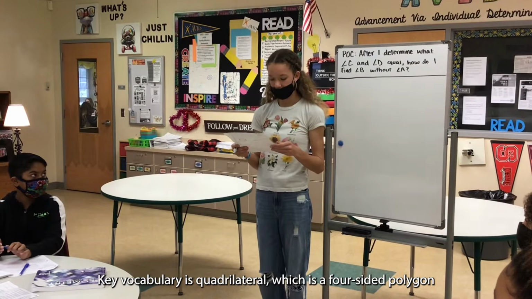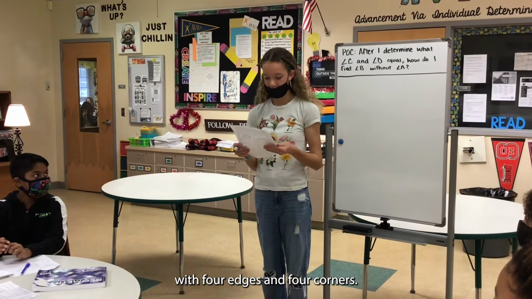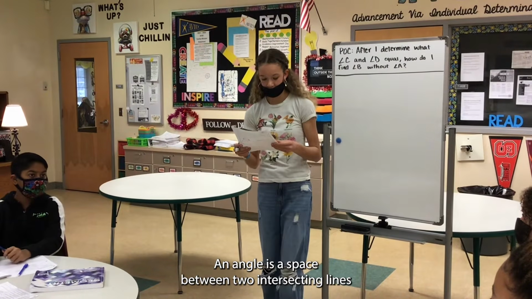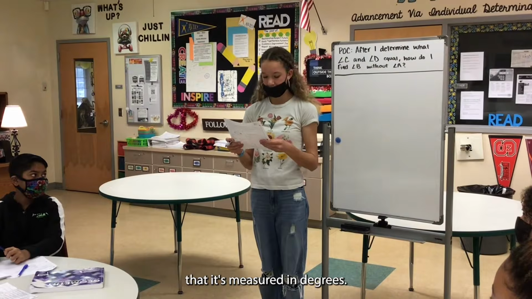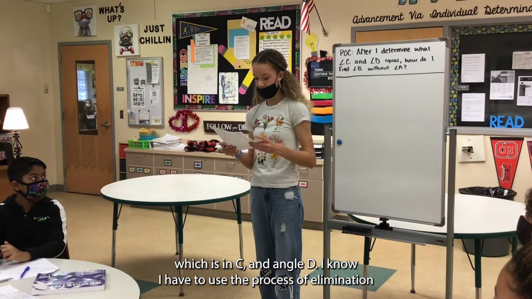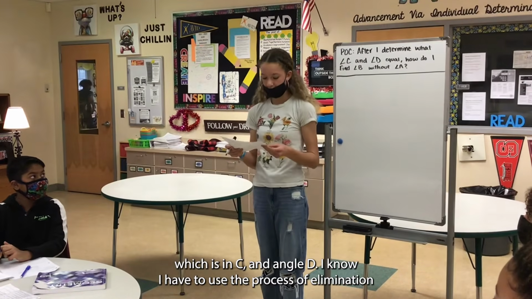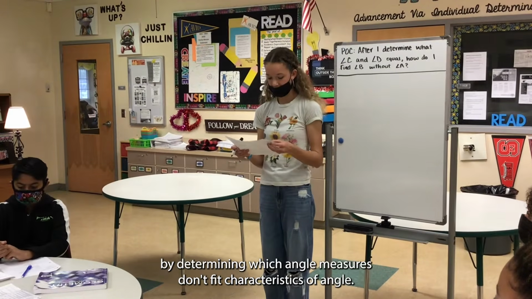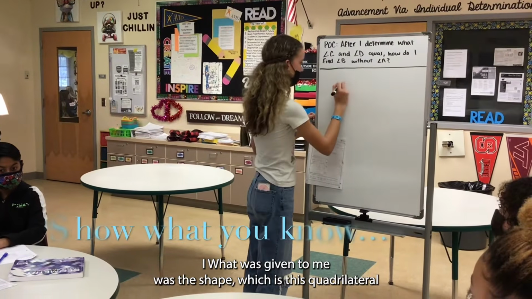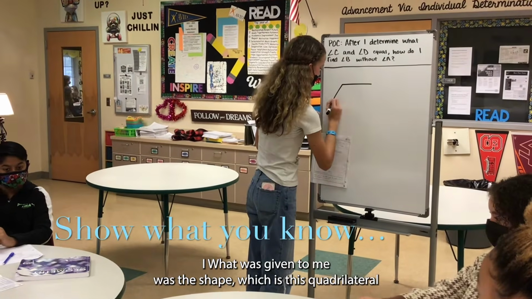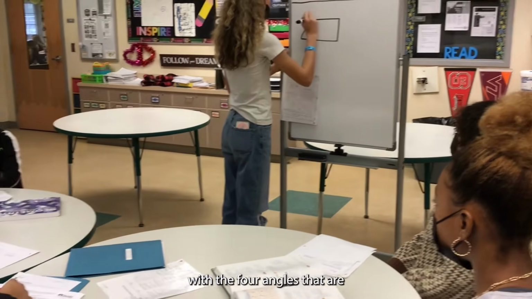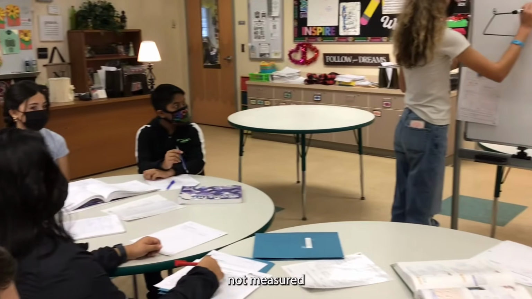Key vocabulary: a quadrilateral is a four-sided polygon with four edges and four corners, and an angle is the space between two intersecting lines that is measured in degrees. I know I have to find at least two of the angles in the quadrilateral, which are angle C and angle D. I know I have to use the process of elimination by determining which angle measures don't fit the characteristics of angle B. What was given to me was the shape, which is this quadrilateral with the four angles that are not measured.